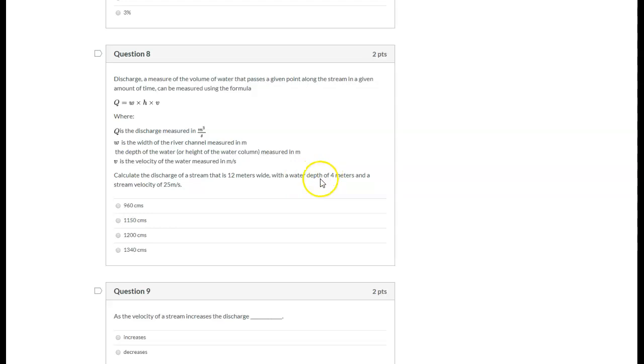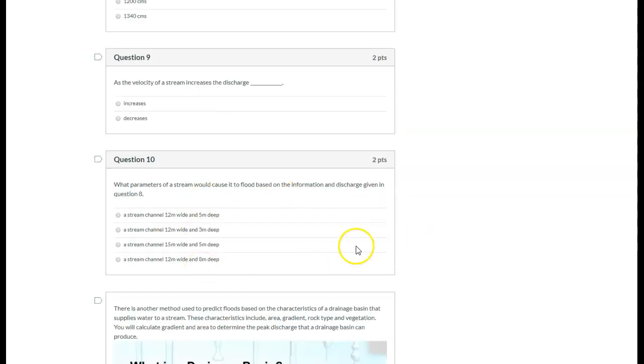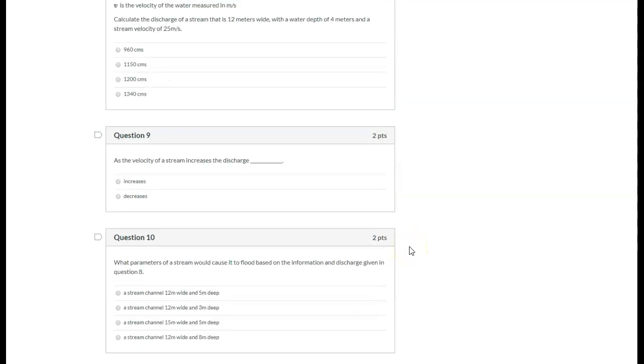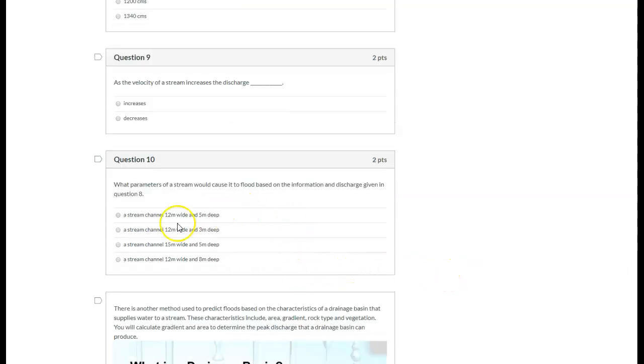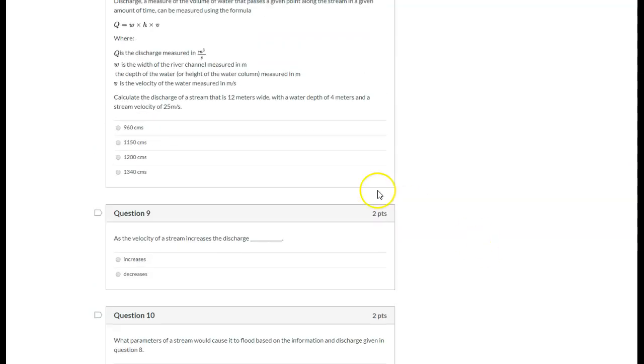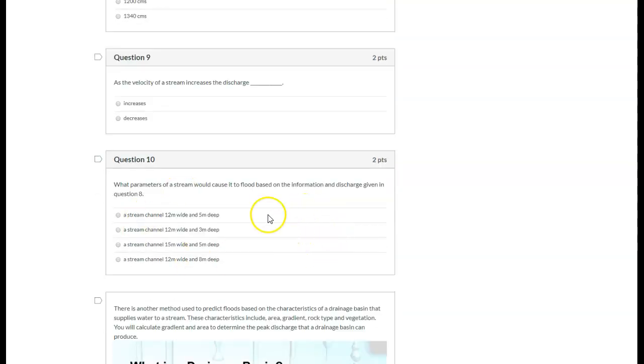Now, based on the parameters of the stream, asking you if some of the parameters were different based on the value that was coming out. So if this was the value, I changed some of the parameters, which one of these would indicate that the stream would flood? So remember, we're giving you a specific width, how wide the stream is, and a particular height, which means it can only hold so much water. And so if we change some of the parameters, which one would cause it to flood? That's kind of what this question is asking you to puzzle out.